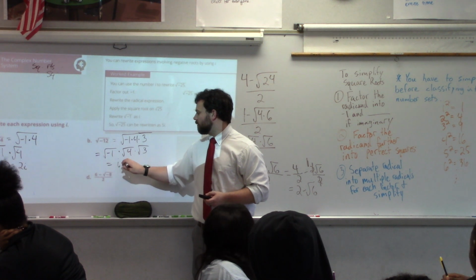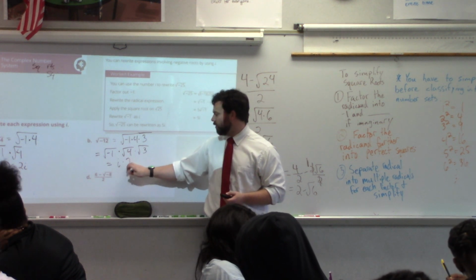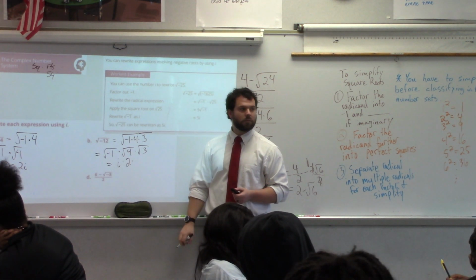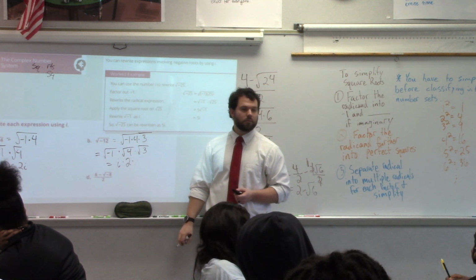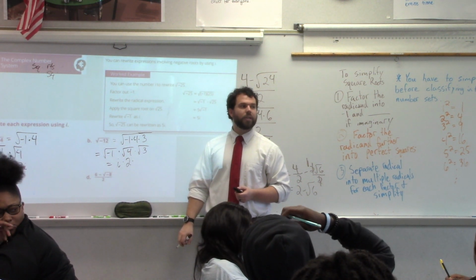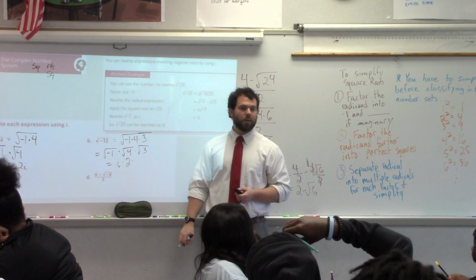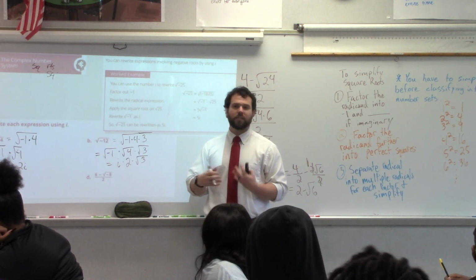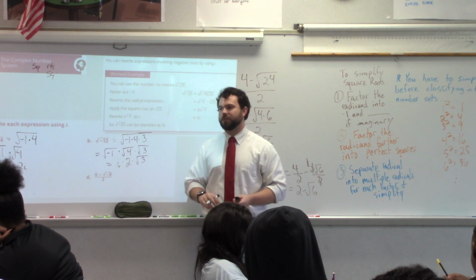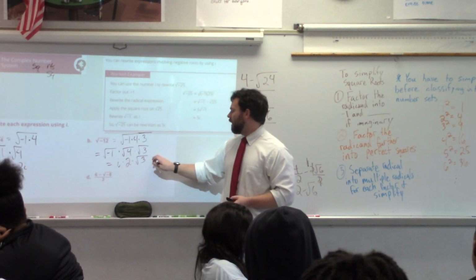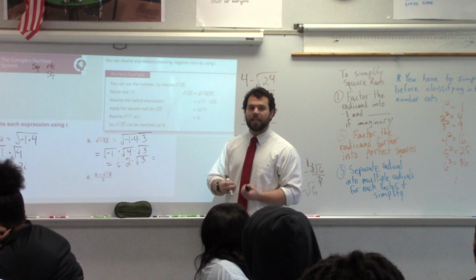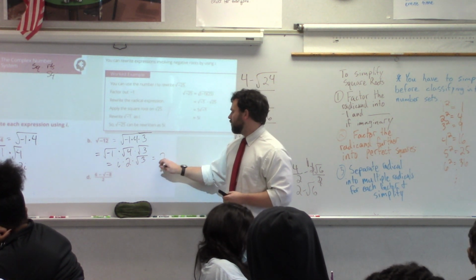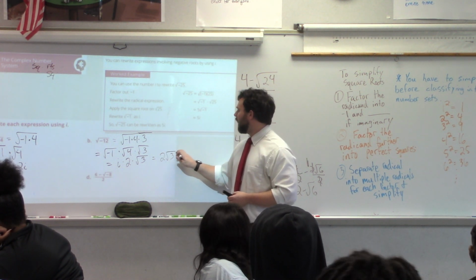i times 2. Is 3 a perfect square? So I'm just going to leave it as square root of 3. And it's like 1.7 something as a decimal, and I'm not doing all that. So I'm going to, remember, I always leave my i at the end for a plus bi. So 2 square root of 3 i.